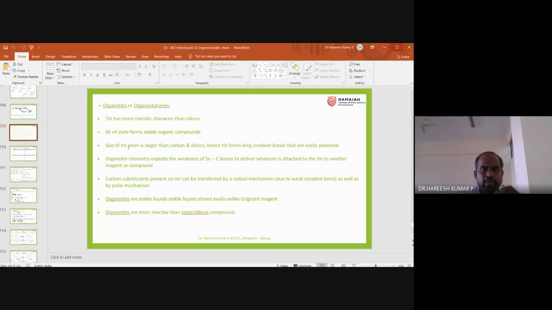Okay, today we will discuss organotins. It's also called organostannanes. That means carbon-Sn bond containing compounds are called organotins or organostannanes. Tin has more metallic character than silicon.